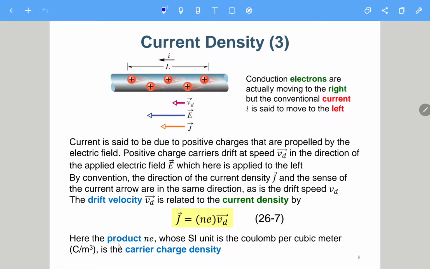Okay, so the conduction electrons are actually moving to the right. Vd is called the drift velocity of the charge particle, and is related to the current density by J equals N e Vd. The product N e is coulomb per meter cubed. This is the electron density, multiplied by the charge amount. So this whole term becomes the charge density, which is the charge per unit volume. So the SI unit is coulomb per meter cubed. So it's the carrier charge density.